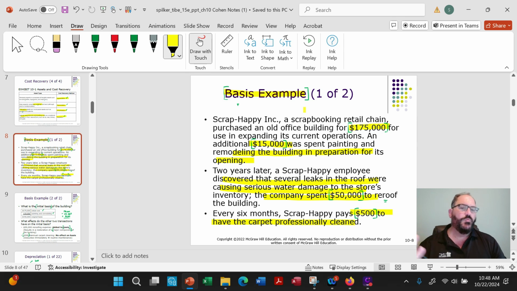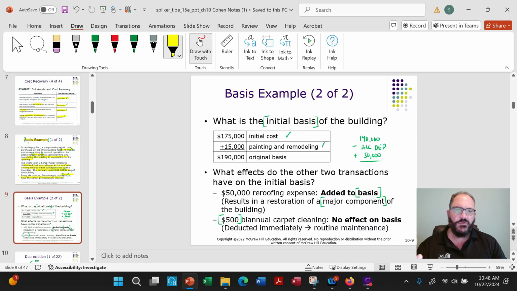Okay, so what did it cost to get everything together? Well, the initial basis, that was the $190, right? So it was the $175 they paid and the $15. Now there's two other transactions. One, this $50,000 re-roofing, this is added to the basis. Remember that whole thing about major component? Okay, so that's added to the basis. So now the basis is $240. Okay, we don't know the depreciation, so without considering that, it's $240.